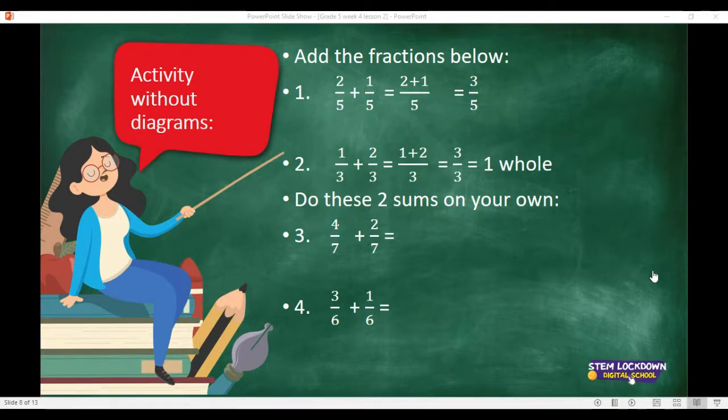Oh, are you answering the second one? Okay, Jeremy, are you on the second one now? Let me check. So the second one is, oh, okay, you guys, I know you are always this fast. So number 4 said 3/6 plus 1/6. Okay, so we can also answer that one.